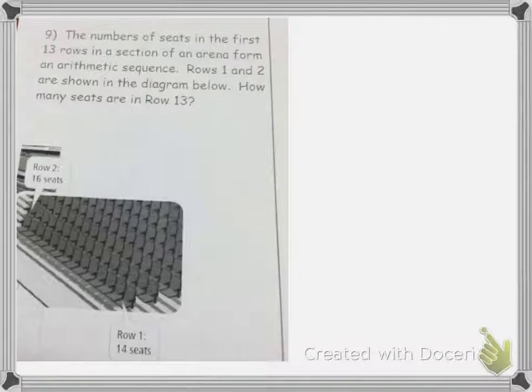Okay, this is a word problem. They're all the same though, same thing. The number of seats in the first 13 rows in a section of an arena form an arithmetic sequence. So they're telling you it forms an arithmetic sequence. Row 1, so that's going to be the first term, and row 2 are shown. So it shows row 1 has 14 seats. Row 2, which is the second term, has 16 seats. How many seats are in row 13?